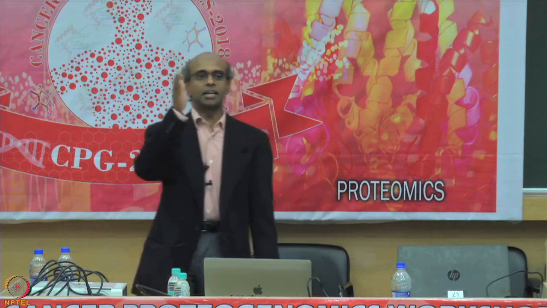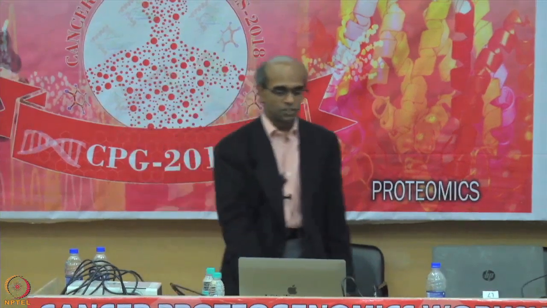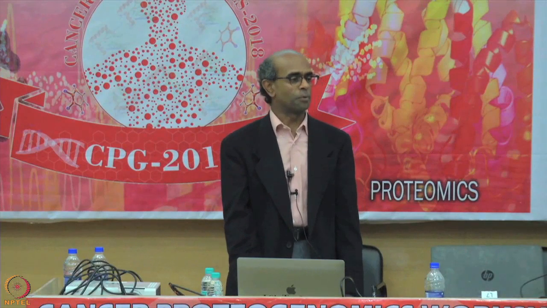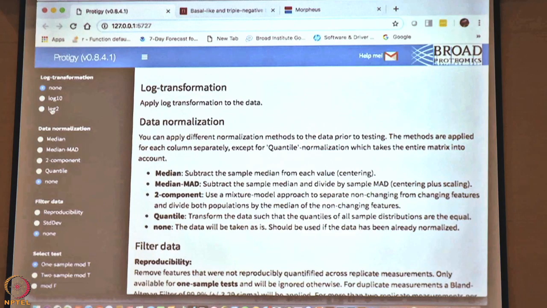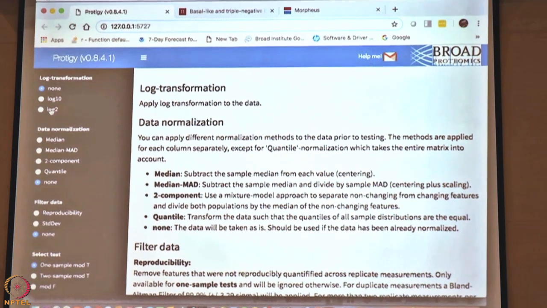Then you get to the main page of ProTIGY where you can decide what you want to do to your data. So, the first column is log transformation. Suppose you had only ratios and you didn't log transform, then you can say I want to transform the data using log base 2 or log base 10. If you click on the appropriate dot, it would transform your data. Right now the data we have is already log 2 transformed, so we need to leave it at none. You don't want to log transform data again.